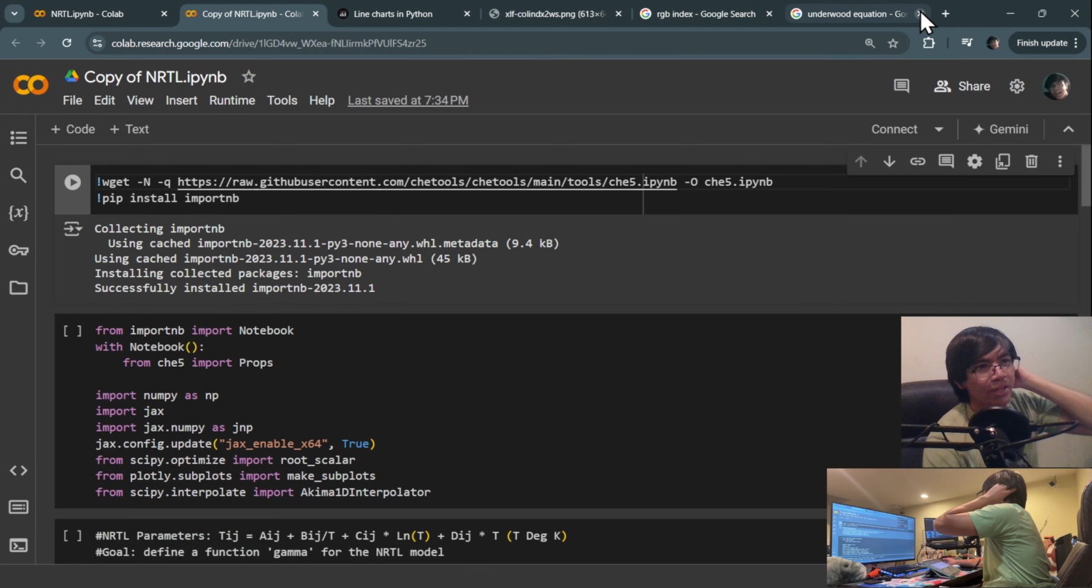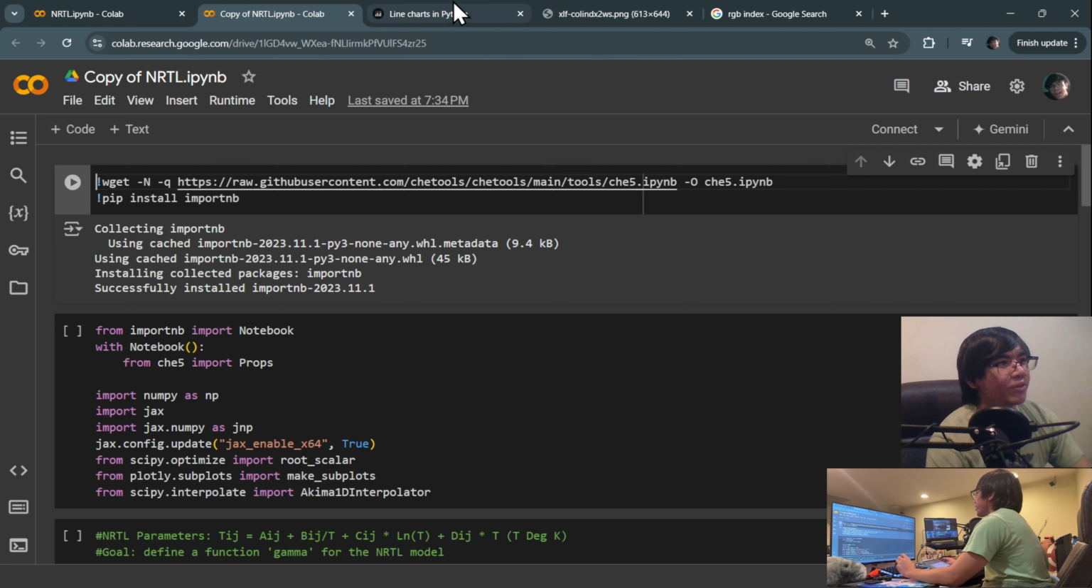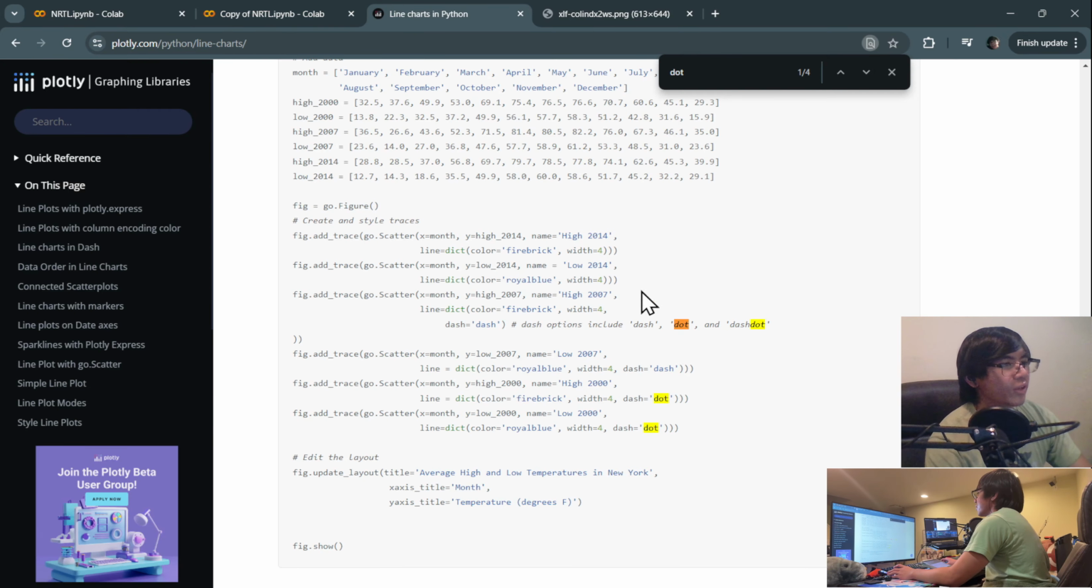Then I have some stuff pulled up here. Underwood. Oh yeah, I had that listed. So we had Underwood and the Fenske equation. I'll talk about those once we're finished graphing, but that's coming up. And then this is mostly for me for my colors, so I'll delete that. And then we have dash dotted lines.